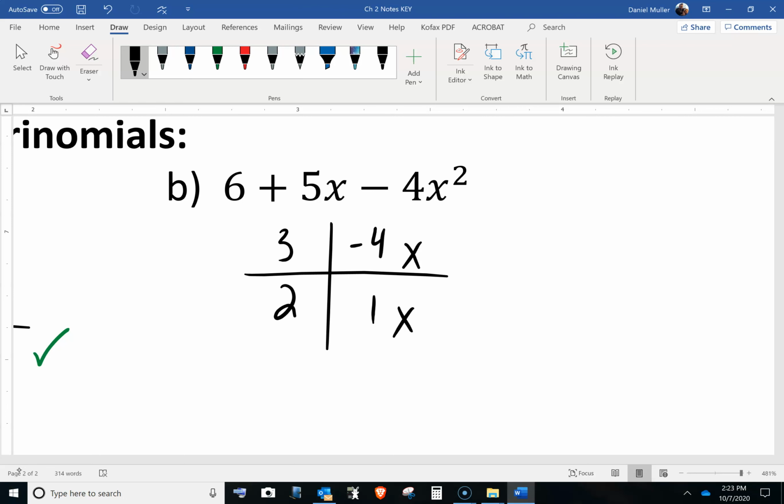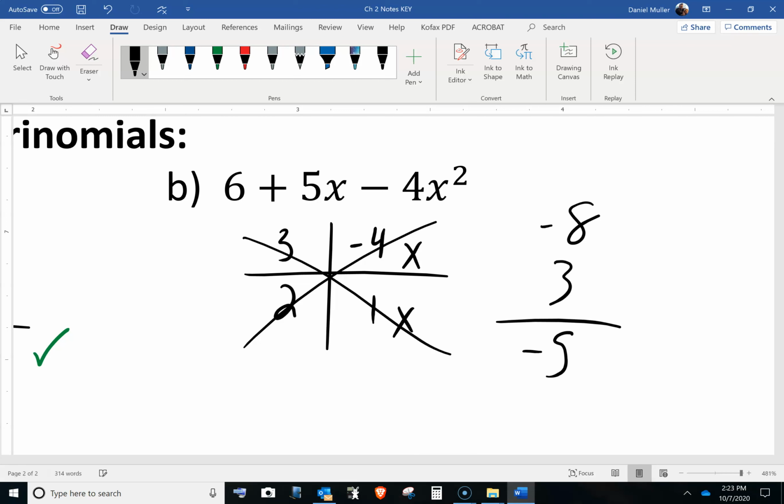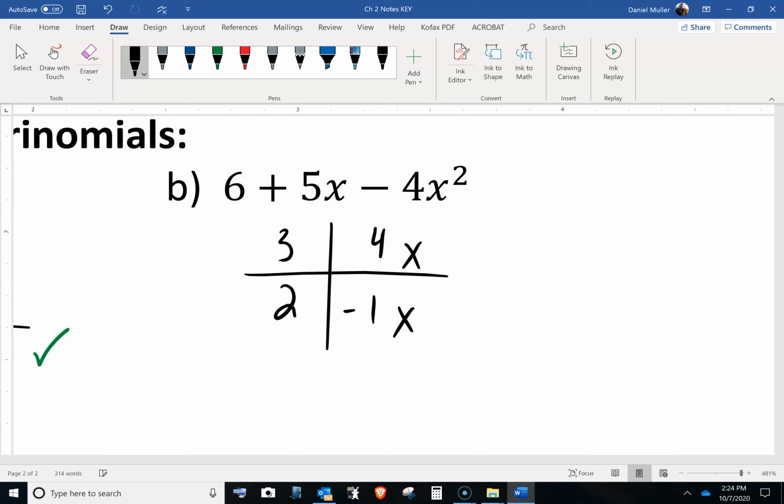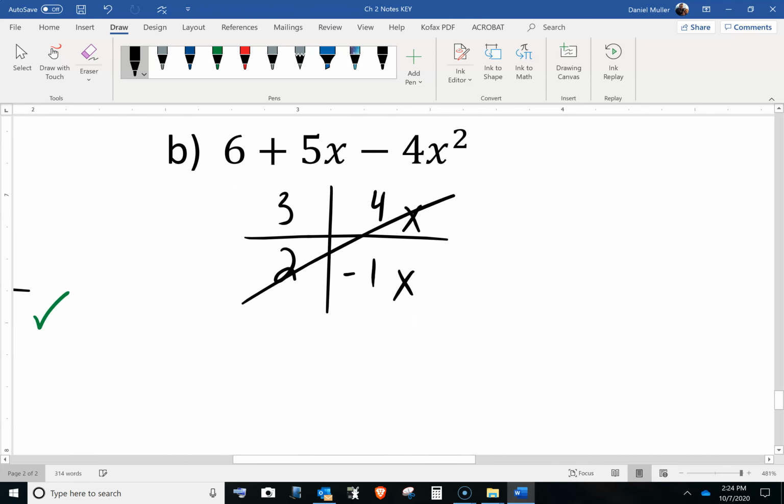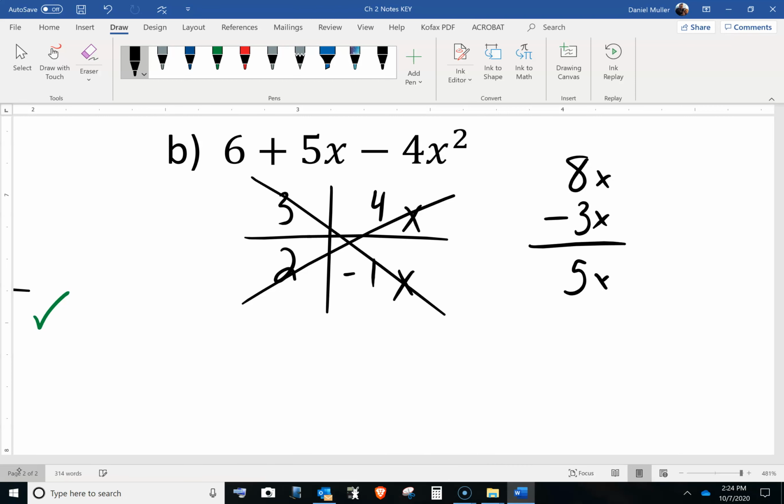Okay, so this right here is going to be a negative 8, and that's going to be a 3. And if I put those together, I get a negative 5. Perfect. I need a positive 5. So I'm just going to change the negative symbol. I'll put the negative not there. I'll put it down here. So now my diagonals are going to be 8x and negative 3x, which add up to a positive 5, which is what I have. Perfect.